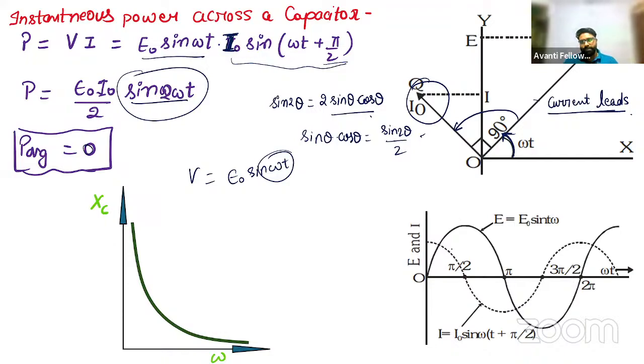देखो यहाँ पे. If you will see this is E. So E has its value 0 at pi, but current has its value 0 at pi by 2 already. So there is a phase difference of pi by 2. Okay. We can say that current is leading in this situation.